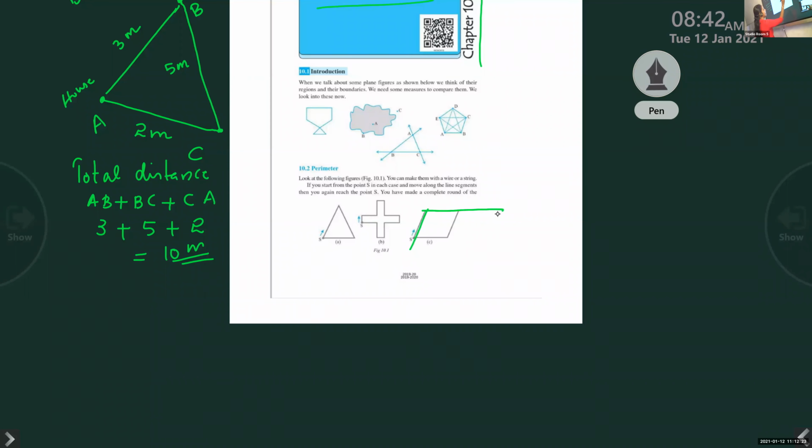Can you see a figure C? Here, this side is 6 meter, this is 4 meter, and this is 4 meter. What is the total distance? What is the perimeter? 20. How did you get it? 6 plus 4 plus 6 plus 4 is 20 meter. So the distance around a figure is known as perimeter. Clear, children?